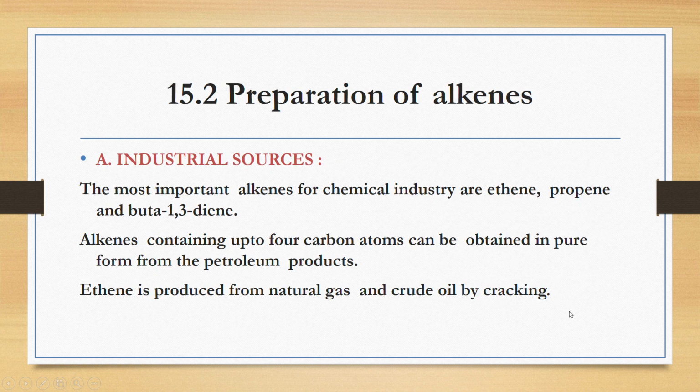Let's see how alkenes are prepared. Industrial sources. The most important alkenes for the chemical industry are ethene, propene and buta-1,3-diene. Alkenes containing up to 4 carbon atoms can be obtained in pure form from petroleum products. Ethene is produced from natural gas and crude oil by cracking reaction.